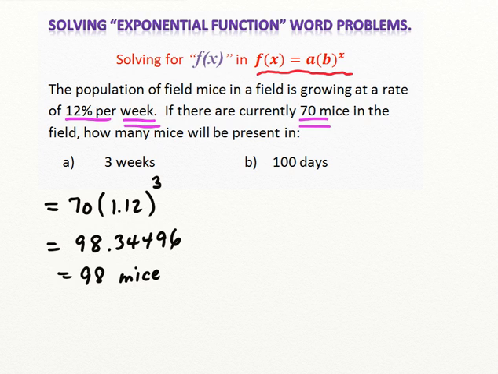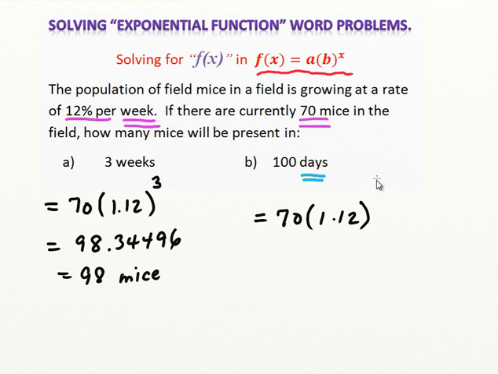Pretty straightforward. Well, what about the second one? The second example is asking us the same sort of question. It's some sort of time in the future. The only thing we have to be very careful about is that this is expressed in days. So when we write our equation, we're going to still have the initial population of 70, the growth rate of 12%, but this is where we have to be careful.